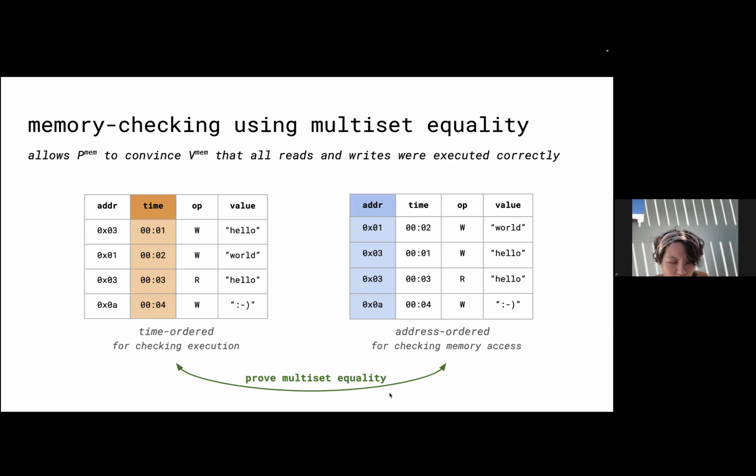And then we can just prove a multi-set equality between these two orderings of the execution. In this way, we check that the memory accesses in our execution are all the result of legal updates to the memory. So I think this should look pretty familiar to all of us. Are there any questions?